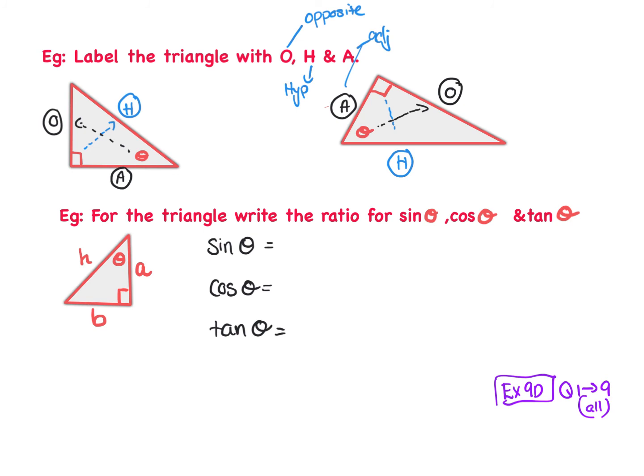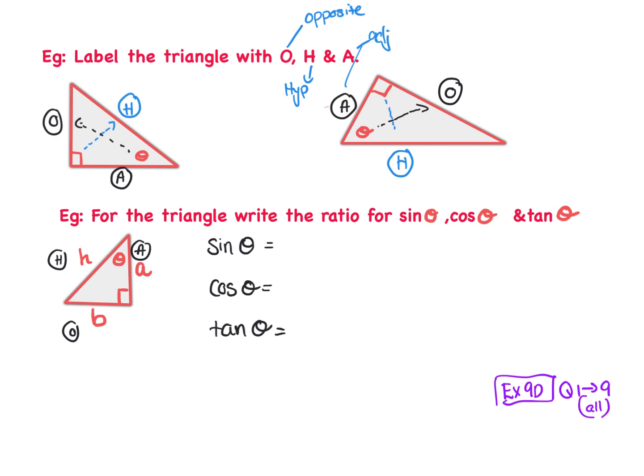Now it says for the triangle, write the ratio. The ratio is just when you write the fraction. O over H is like a ratio. So here, they want us to write the ratios for sine, cos and tan of this triangle. We should label our triangle up the way we know. I would call this the hypotenuse, this the opposite, and this one the adjacent. They've given them little letters and we'll use them in a minute.